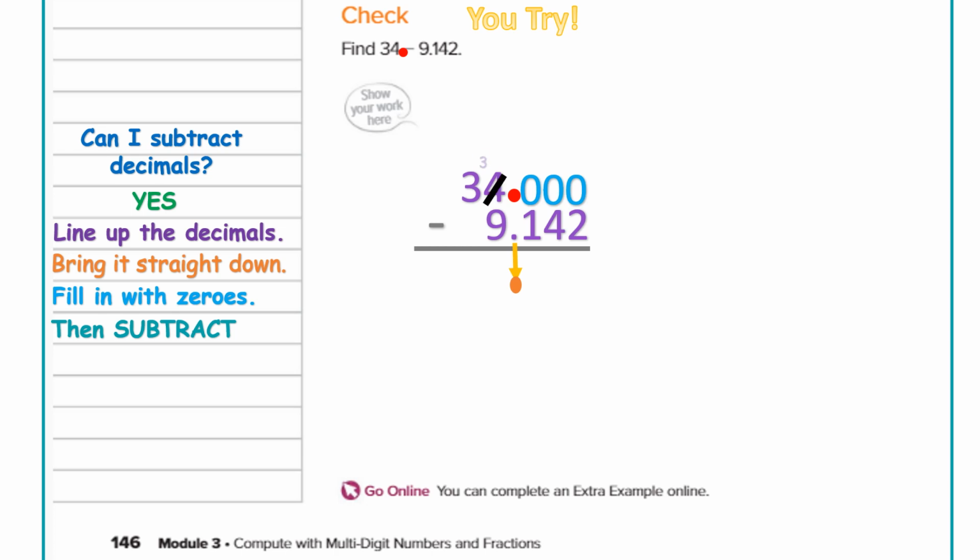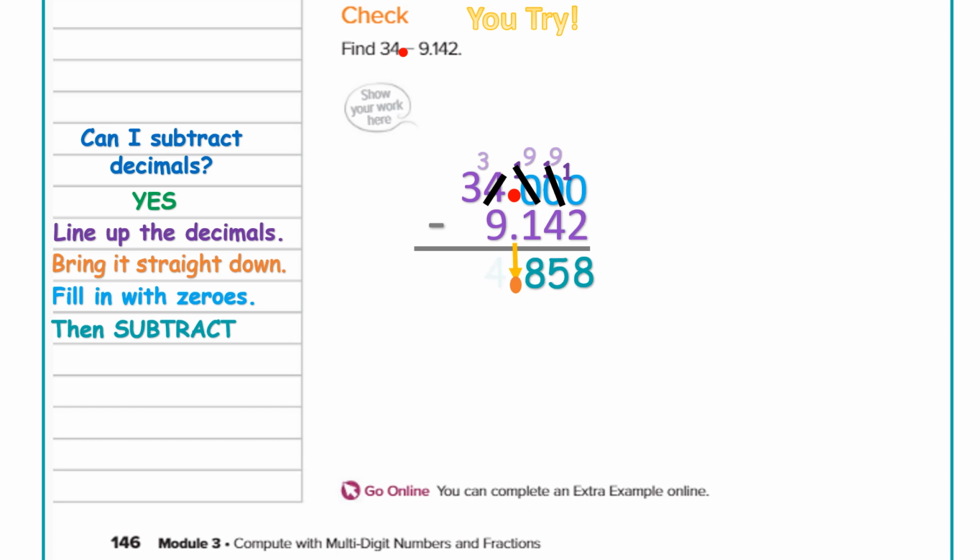So from the 4, it became a 3, and then you had a 10. From the 10, it becomes a 9, and then you have a middle 10. And then from that 10, it becomes a 9 because the last one becomes a 10. And now you should have subtracted. 8 minus 2 is, 10 minus 2 is 8. 9 minus 4 is 5. 9 minus 1 is 8.